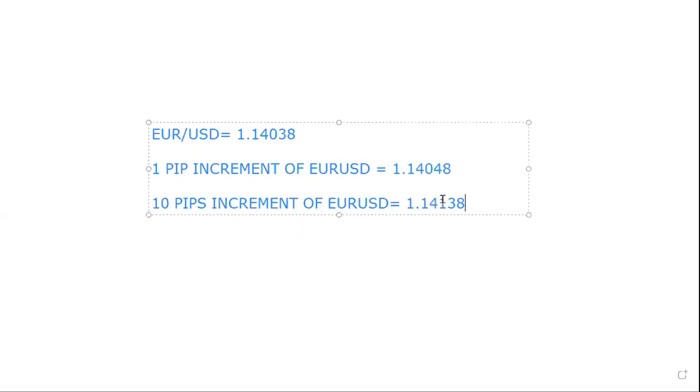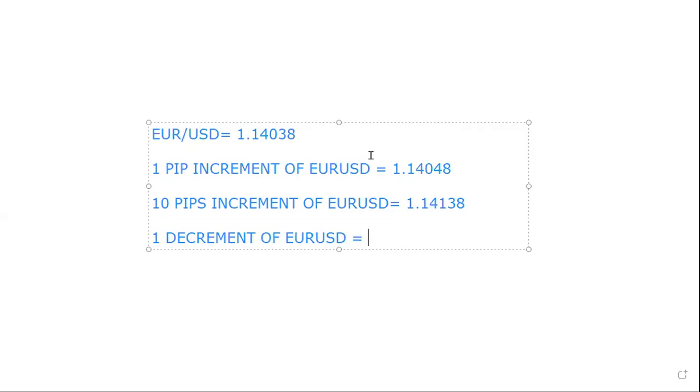Now let's talk about decrement. If you have a one pip decrement, that is, the price of Euro USD is falling, let's say 1.1428 is the exact price. Then the price has come down to 1.14028. So the fourth digit after the decimal point in a price is called the pip.